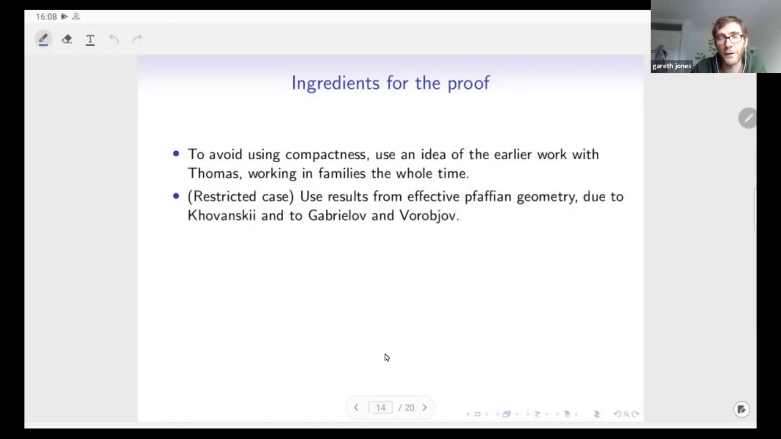And when you do this, you really appreciate the compactness theorem. It makes things a lot neater, makes the whole proof easier to write down. But if you work in families, you don't need to use compactness. Now, in the restricted case, we use lots of results from effective Pfaffian geometry.